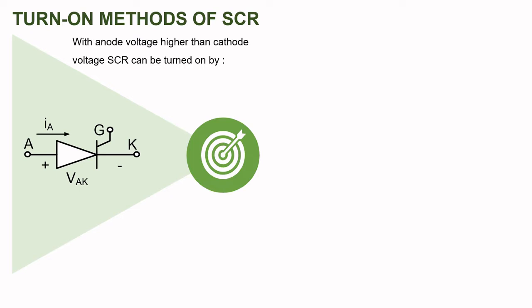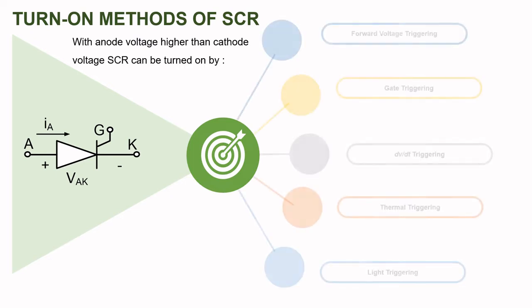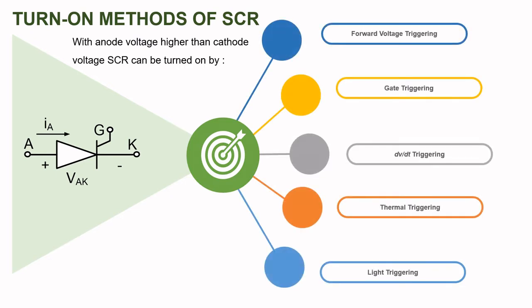The turn-on techniques or methods of SCR are classified into 5 different categories. They are given as forward voltage triggering, gate triggering, dV by dt triggering, thermal triggering, and light triggering. Let us see all these techniques one by one.